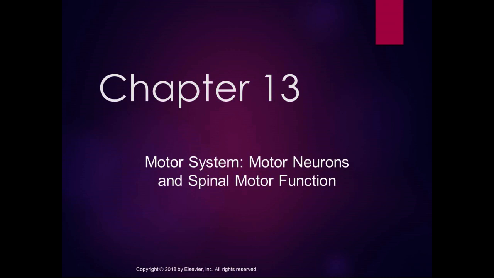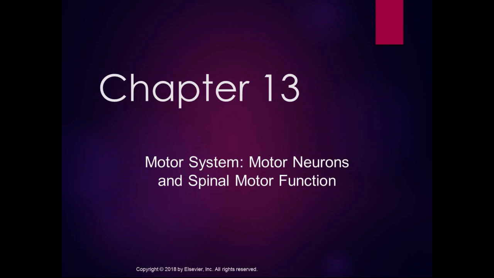Chapter 13 is sort of the peripheral motor system, and chapter 14 is the central motor system, just like we discussed the somatosensory system in terms of peripheral and central. But all together, it's going to work with the sensory system and the control systems, which we'll discuss in chapter 15 and 16, to produce motor function.